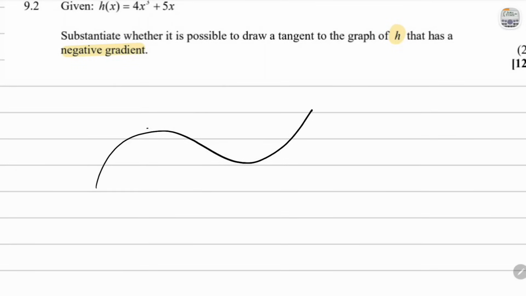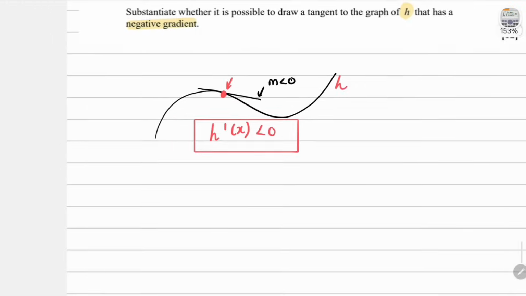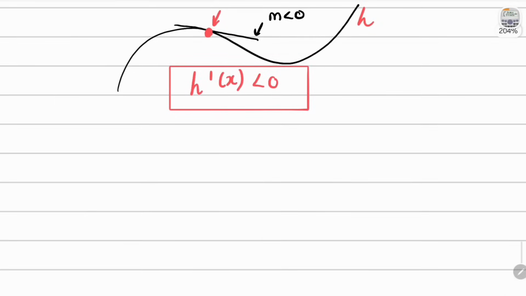So a tangent with a negative gradient simply means that, at that particular point of contact with the graph of h, the gradient at that point is negative. In other words, what we're saying is that the gradient of the graph of h will be negative. The question is, can this ever happen? Can we ever have a situation where the gradient of h is negative? In a nutshell, that's what they're asking us. Okay, so looking at this, can we ever have this situation?